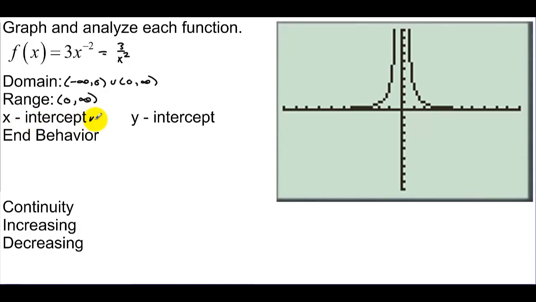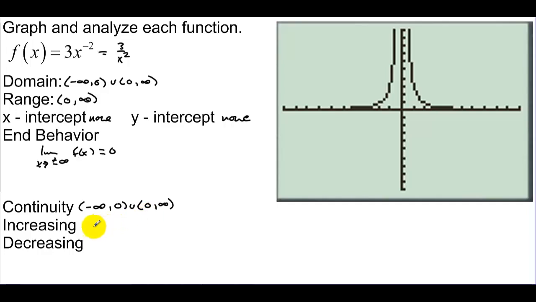X-intercept is none. Y-intercept, none. End behavior, limit as x approaches both plus and minus infinity of f of x is equal to 0. This function levels out to 0 on the left and the right-hand side. The continuity is the same as the domain.